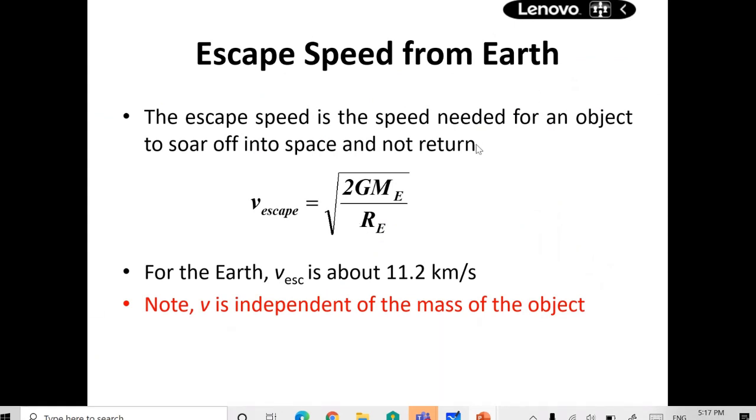Escape velocity is actually the speed needed for an object to soar off into space and not return anymore. That's called escape velocity. And escape velocity is independent of the mass of the object. So no matter how big the object is, the escape velocity remains the same. For example, escape velocity for Earth is about 11.2 kilometers per second. So basically, escape velocity depends on the mass of the planet and also depends on the radius of the planet.